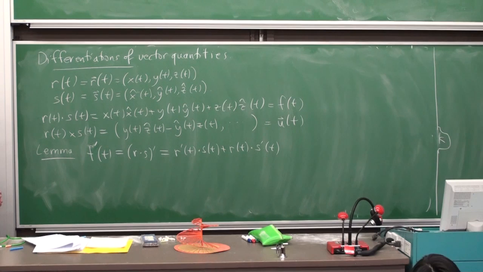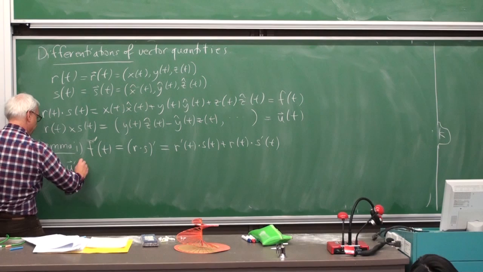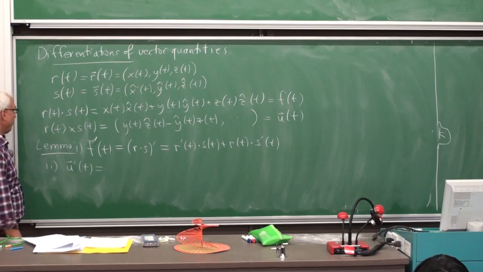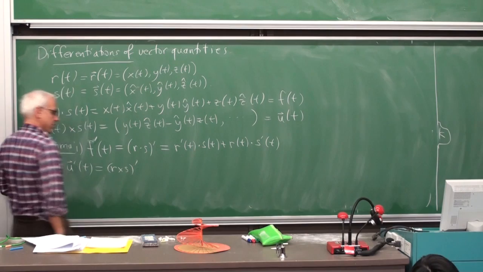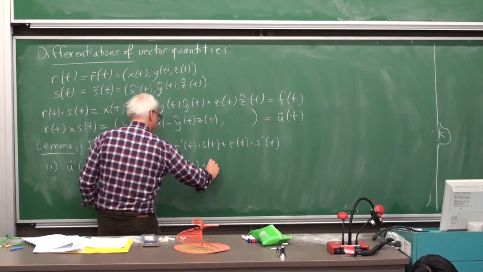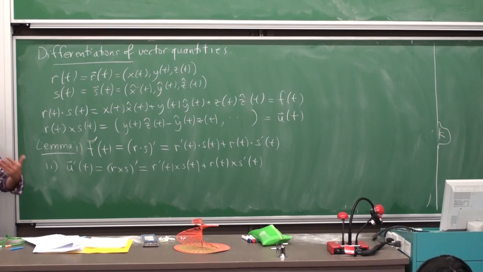That's the first one. And the related formula for the cross product is if we take this vector valued function u and we differentiate it. Now that means differentiating in every component. Then what we're going to get is r prime of t cross s of t plus r of t cross s prime of t. So it's just like the ordinary product rule that we know for functions of one variable, but extended to this vector case.